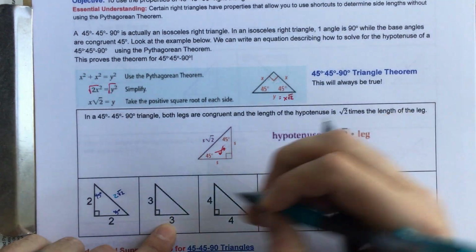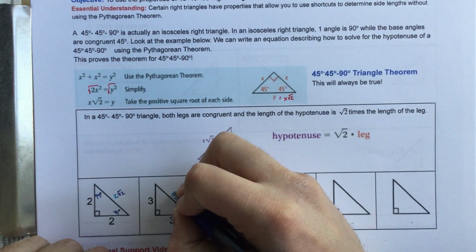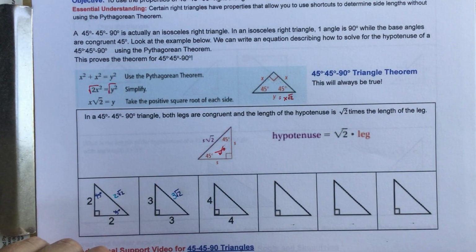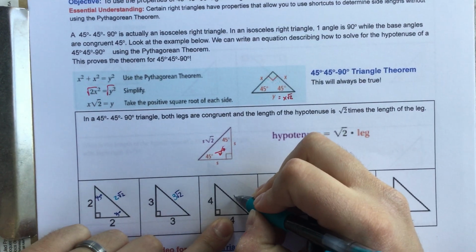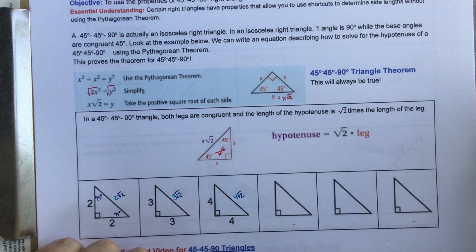This one's going to be 3 times the square root of 2. This one's going to be 4 times the square root of 2.